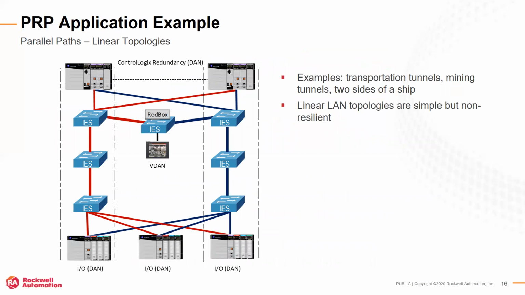So first, let's take a look at a couple of use cases. What we're looking at here is a parallel path network. You've got 2 independent paths going from a ControlLogix redundancy system down to the IO. In this use case, you could be looking at physically different parallel paths, like in a tunnel or a ship, where you can easily set up independent paths that are separate from one another. And this is certainly a good example of a somewhat simple use case with PRP.